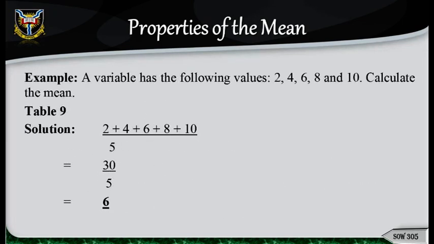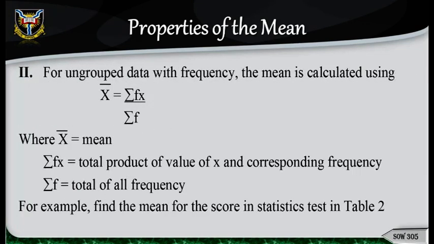Example. A variable has the following values: 2, 4, 6, 8, and 10. Calculate the mean. Table 9, solution. 2 plus 4 plus 6 plus 8 plus 10 divided by 5 is equal to 30 divided by 5 equals 6.